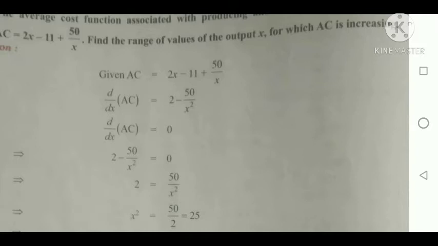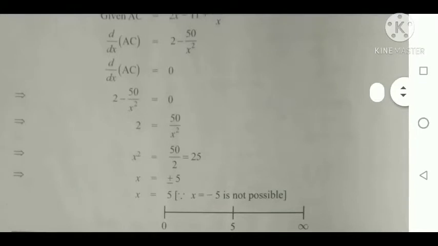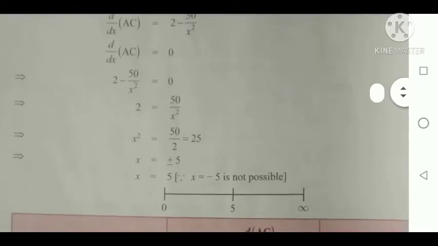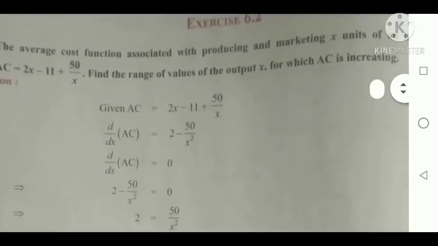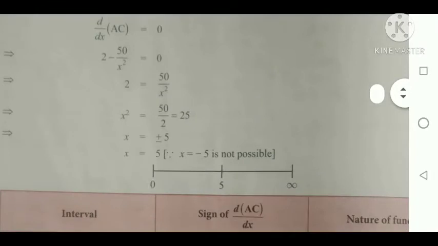After that we put d(AC) by dx equal to 0, which means 2 minus 50 by x square equal to 0. Now we find the value of x by taking x square to one side, and the value of x becomes plus or minus 5. But it is given that x is output, so a negative value is not possible, so we take x equal to 5. So the range of x becomes 0 to 5 or 5 to infinity.